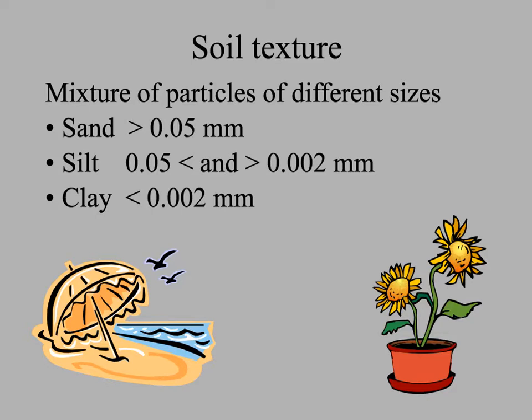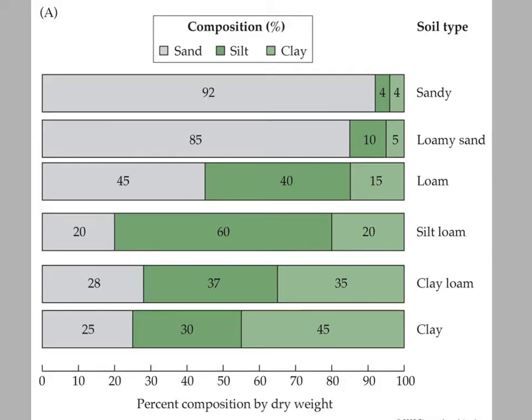different categories: sand, silt, and clay. Sand particles are the largest, silt intermediate, and clay particles the finest. Soil types are named based on the relative proportions of these things. If sand predominates with very little silt and clay, it's called a sandy soil.